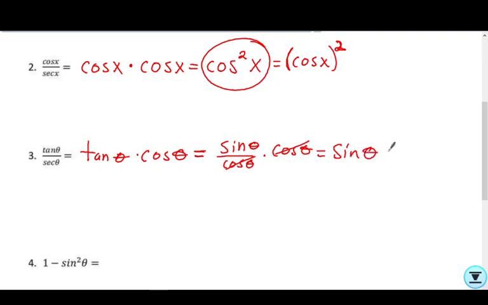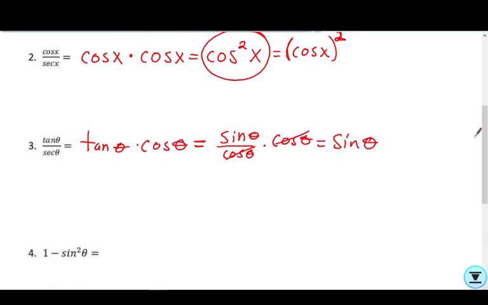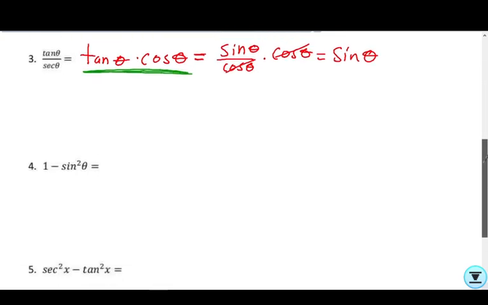So this is very similar to the very first one we did. Cotangent times sine is cosine, just like tangent times cosine is sine. And this actually was in your notes. It talked about how we rearrange tangent. Okay? All right.